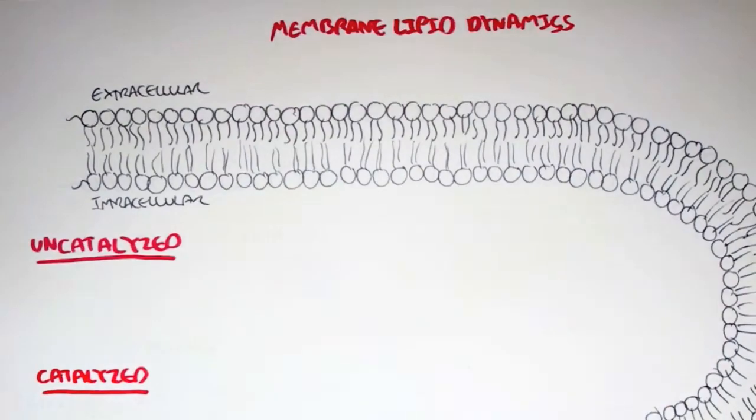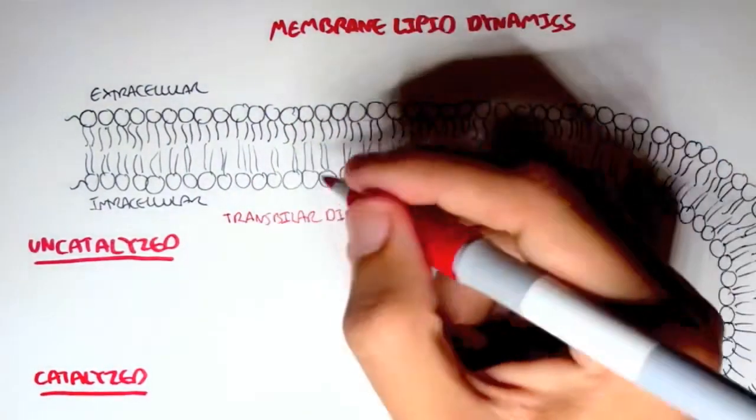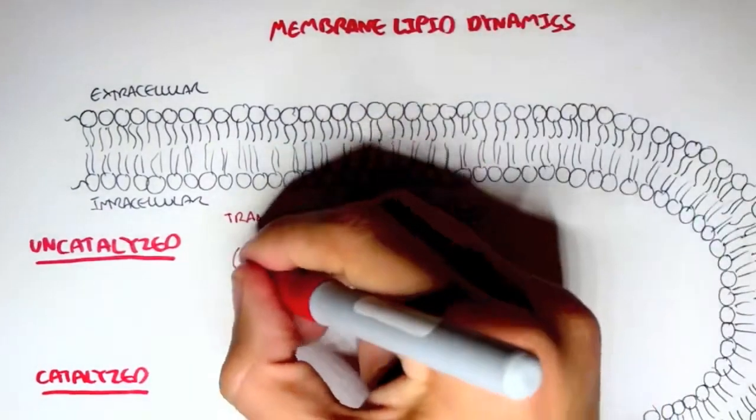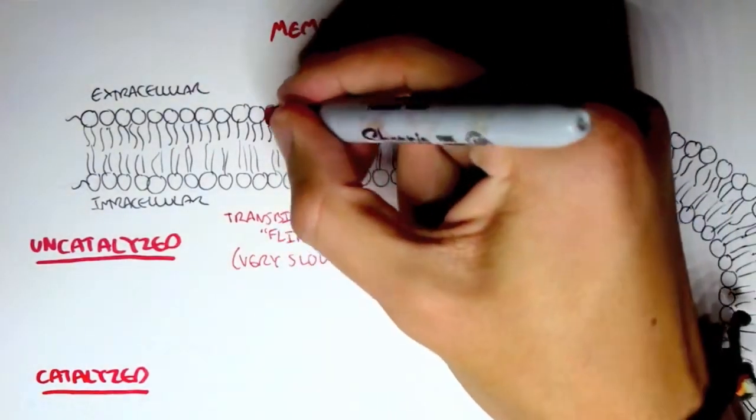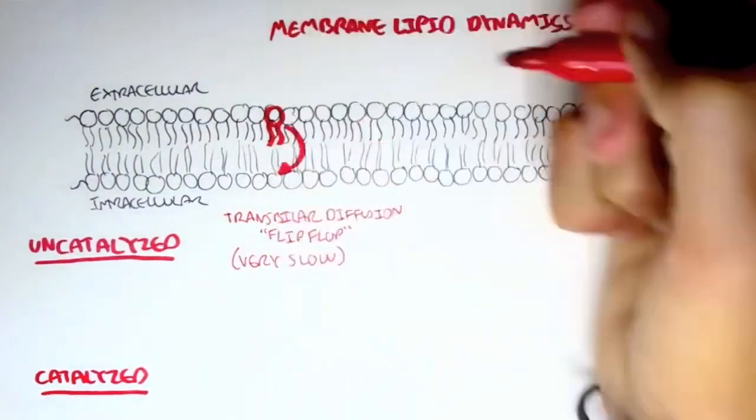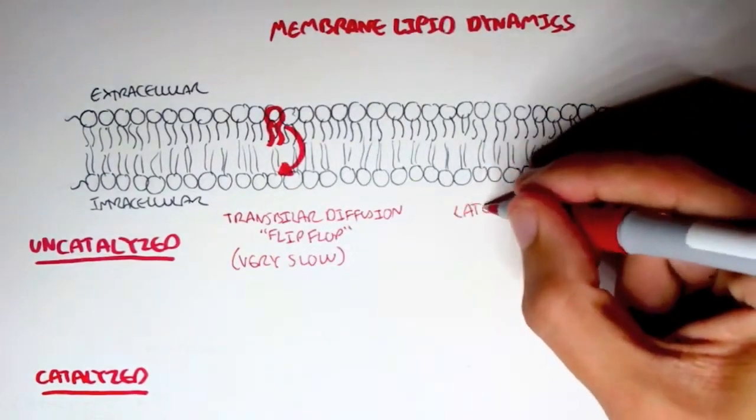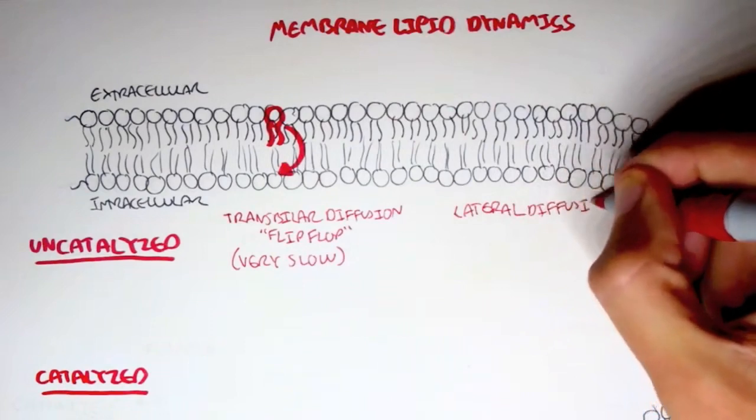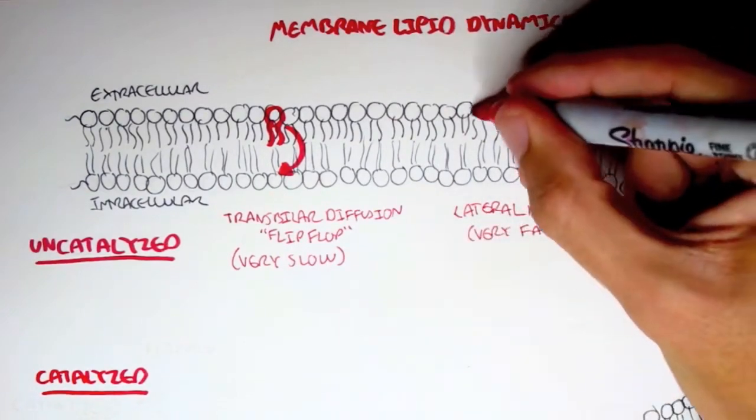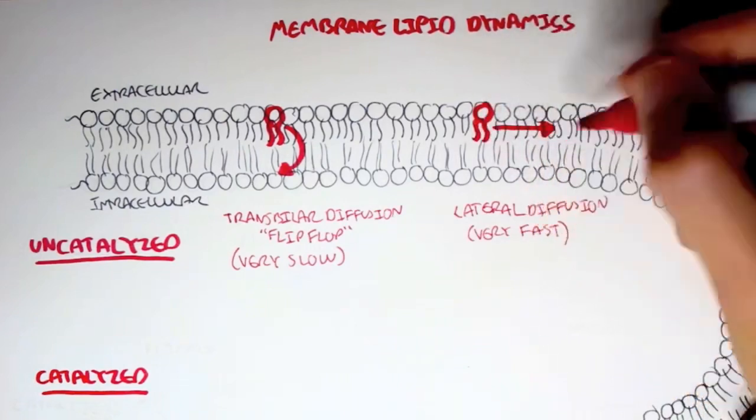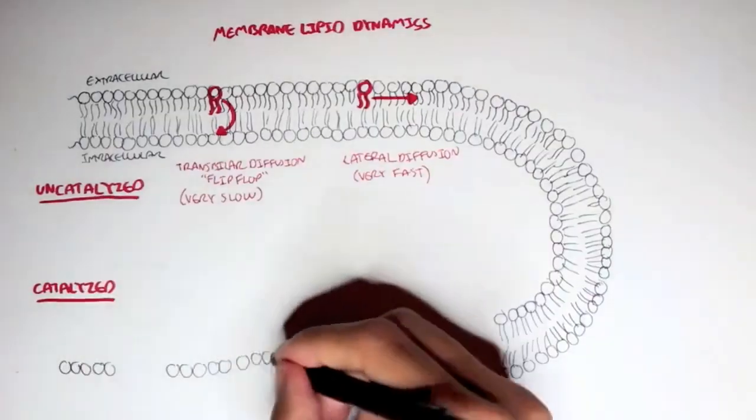In uncatalyzed movement, we have what's called trans-bilayer diffusion, also called flip-flop, which is a funny name. This process is actually very slow and takes days. So this is essentially when a lipid from one layer moves to another layer. The second type of uncatalyzed movement dynamics is called lateral diffusion. This process is very fast because the lipid essentially moves within the same plane on the same layer, and that is why it is fast.